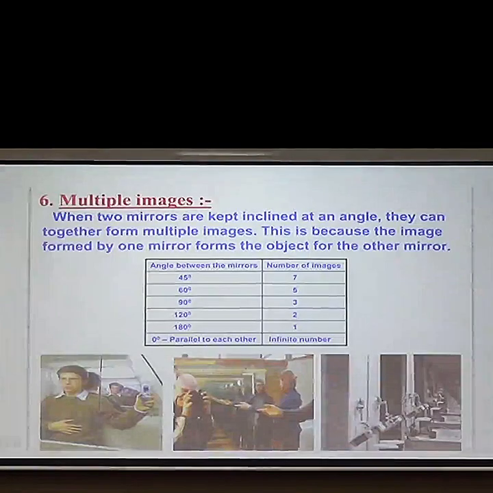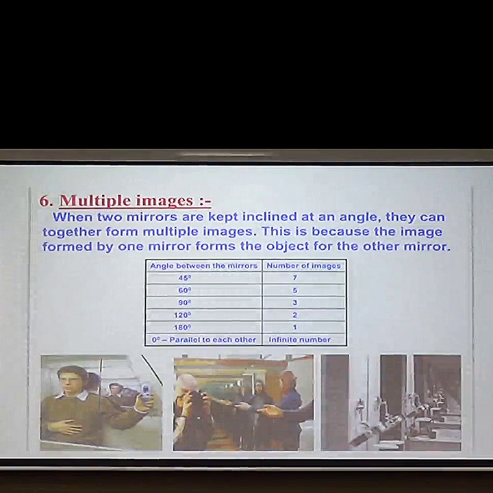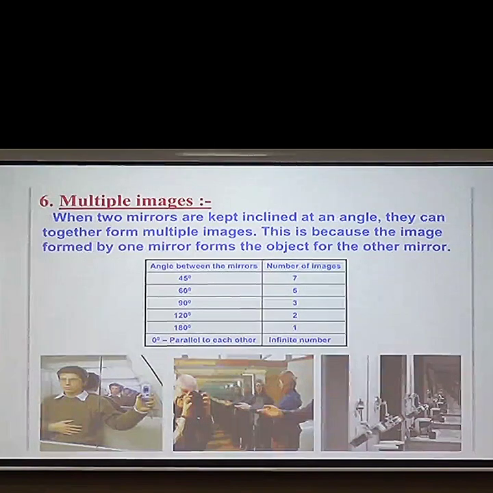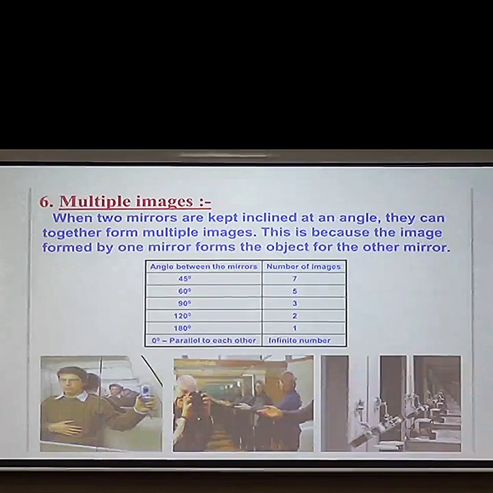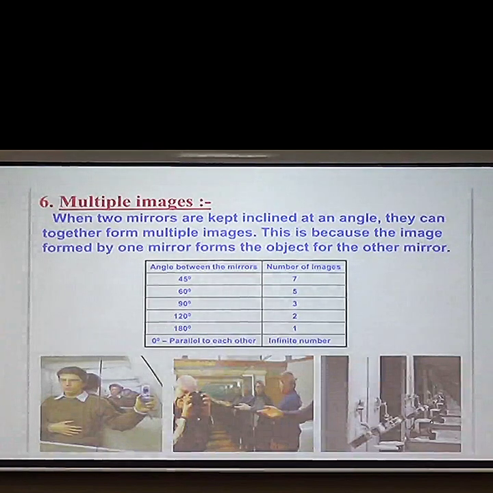Now, multiple images. What are multiple images? Whenever we go to a barber or a salon, we see that there are many mirrors kept in front of us and behind us, and we see that multiple images of our head are formed. How does this happen? When two mirrors are inclined at an angle, they can together form multiple images. This is because the image formed by one mirror always acts as an object for the second mirror.